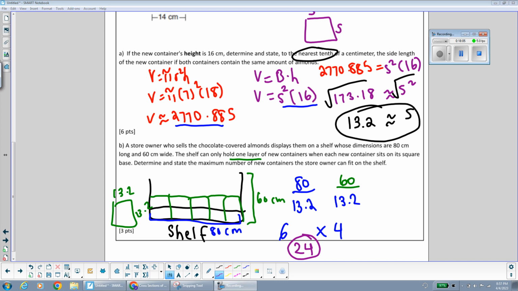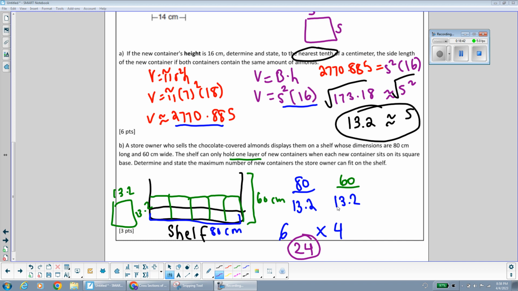This also works if instead of dividing by 13.2, you divide by 14, because there can't be 13.2 of a container. So if you round up to 14, the next whole number, and you do 80 divided by 14 and 60 divided by 14, you'll get the same thing when you multiply together. You'll get 24. So that way works as well, but I think this way makes the most sense.